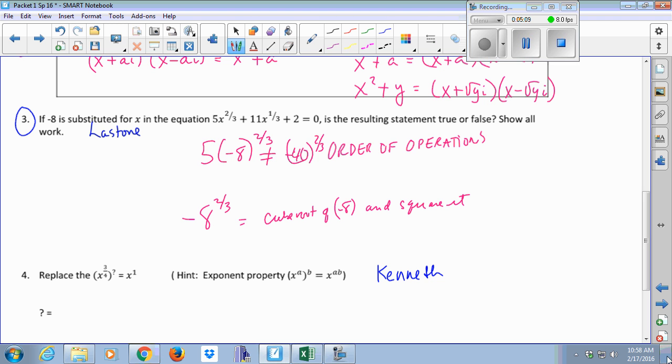So this is negative 2 squared, which is 4. And then 5 times 4 is 20. So if you work this out, it will be a true statement. Last one did it correctly.